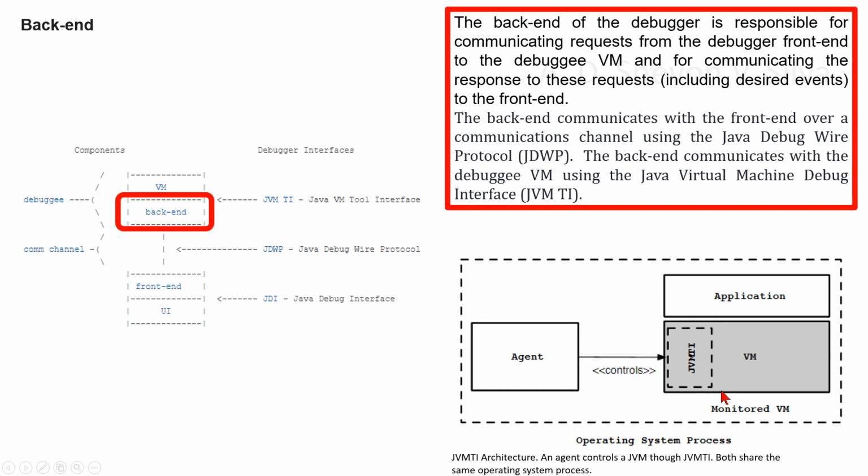JVM TI provides introspection and some limited intercession facilities at VM and language levels. In particular, it provides memory and heap management, thread control, execution task manipulation, object and class manipulation, and breakpoint support. JVM TI is used mainly for debugging, monitoring and analysis purposes, particularly profiling and thread analysis.